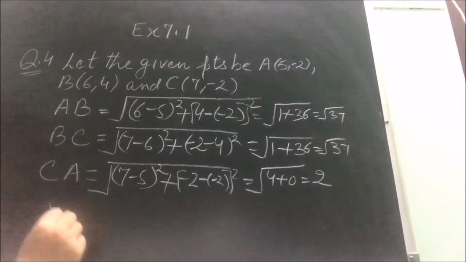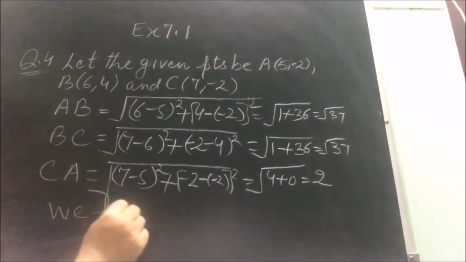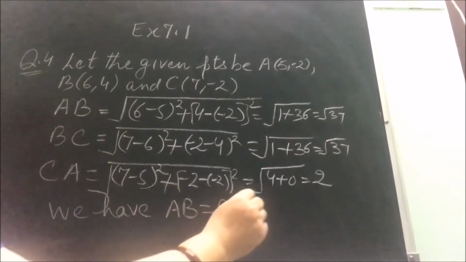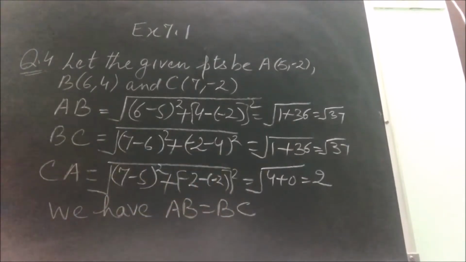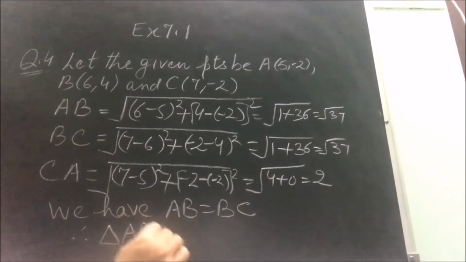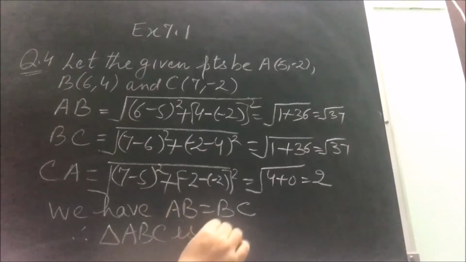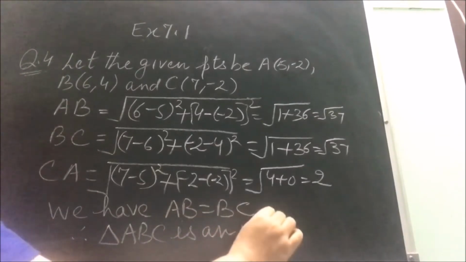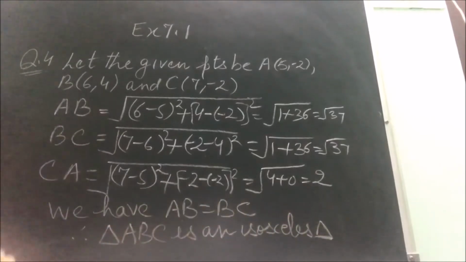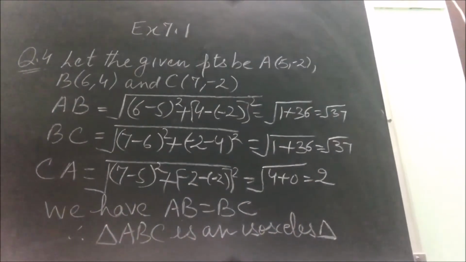So we have AB is equal to BC, right? Therefore, triangle ABC is an isosceles triangle, right?